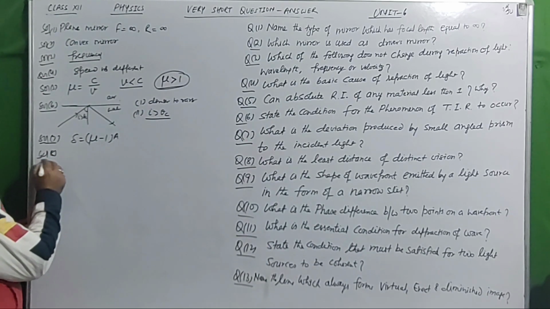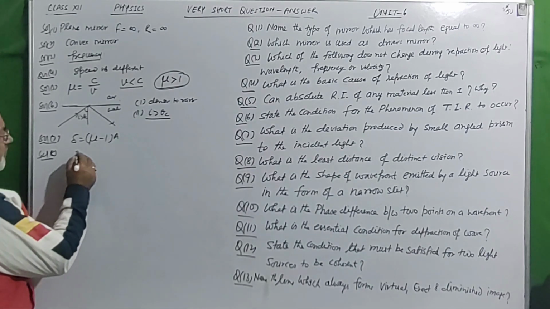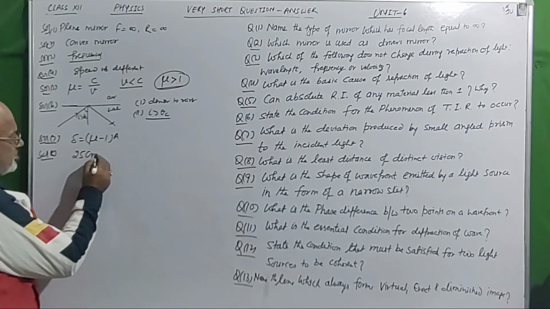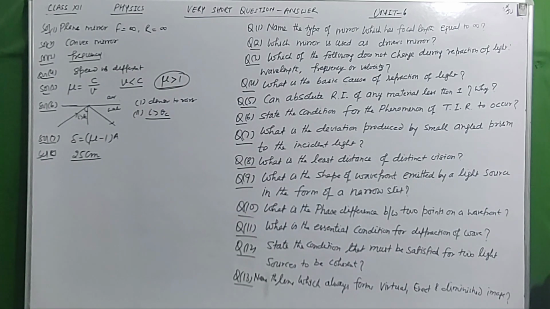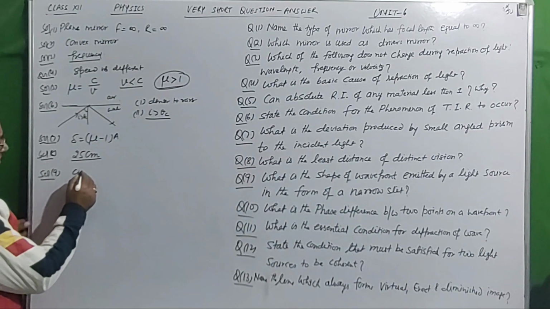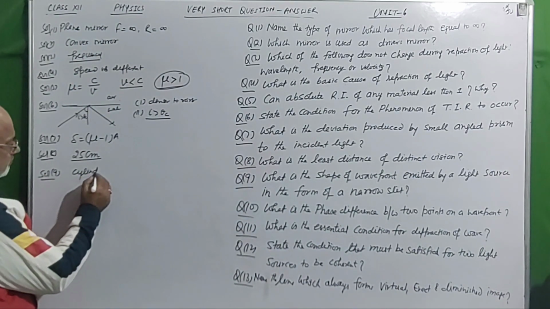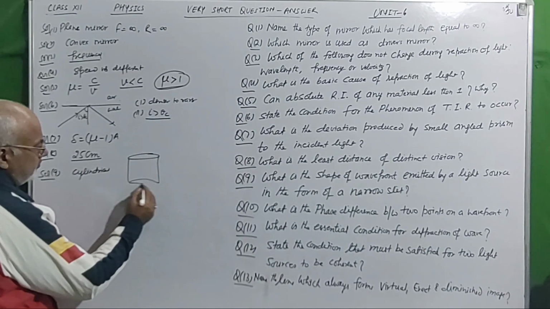Question 8. What is the least distance of distinct vision? That is 25 centimeter. What is the shape of the wavefront emitted by a light source in the form of a narrow slit? When the light passes through a narrow slit, the wavefront formed is cylindrical, like this here.